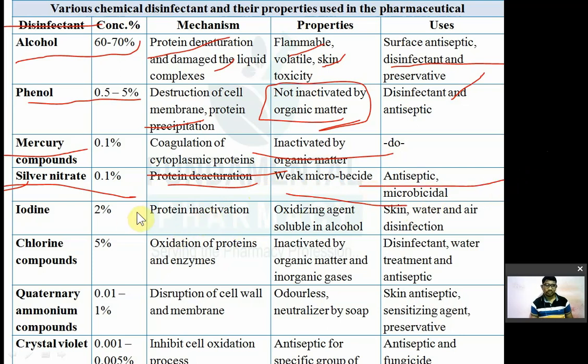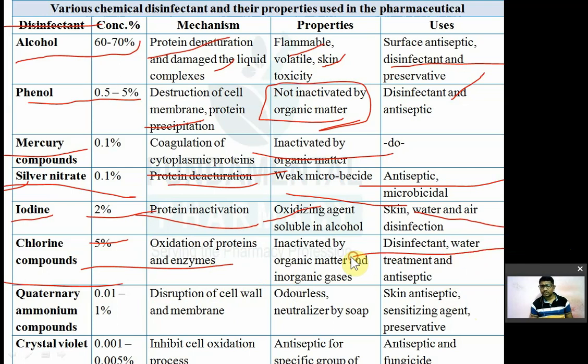Iodine in 2% concentration causes protein inactivation. It is an oxidizing agent, soluble in alcohol, used for skin disinfection, and water and air disinfection. Chlorine compounds are used in a concentration of 5%. They cause oxidation of protein and enzymes. They are inactivated by organic matter and inorganic gases. They are used for disinfection of water, as a disinfectant, for water purification, that is treatment of water, and also as an antiseptic.